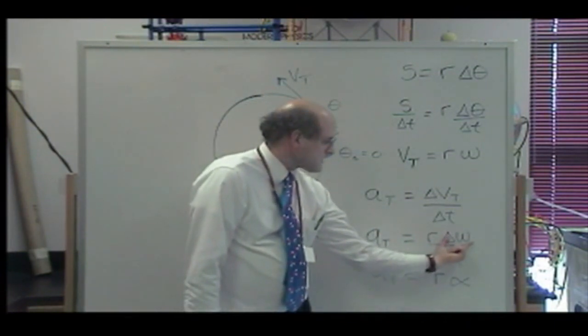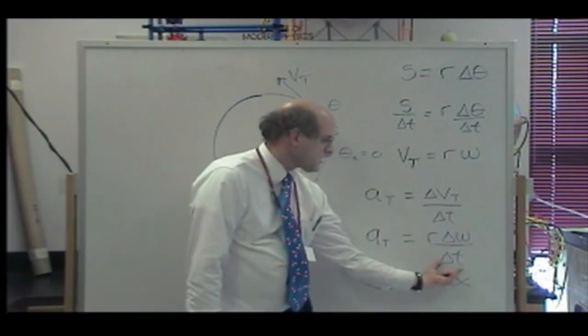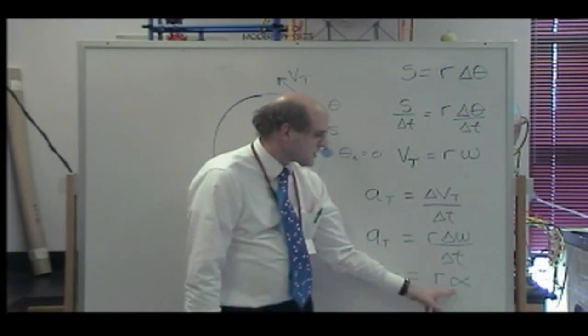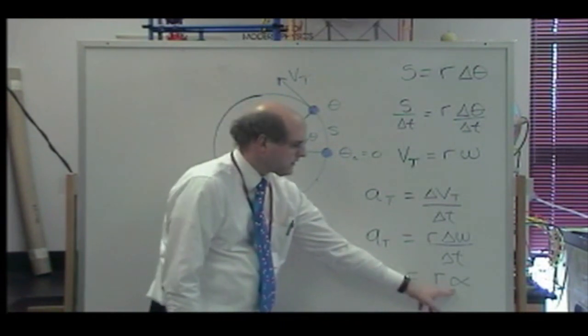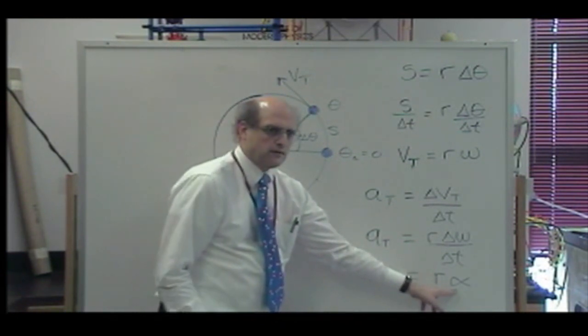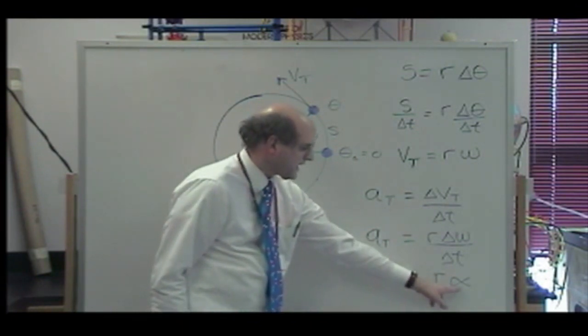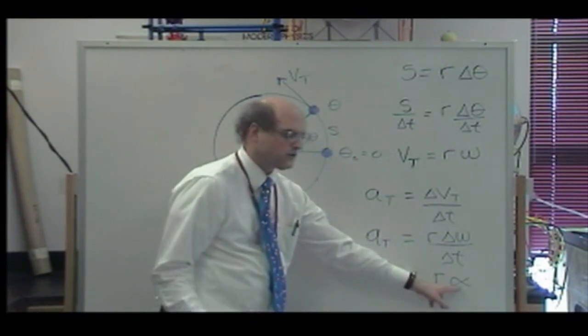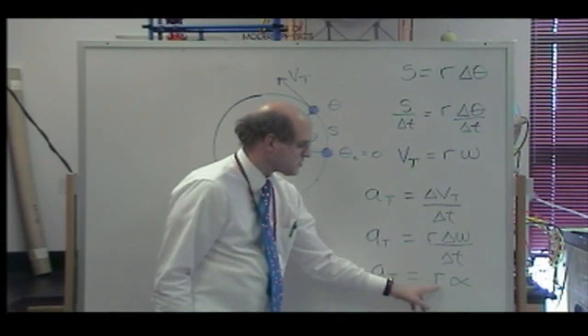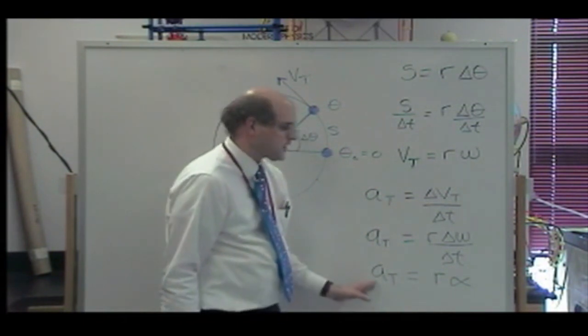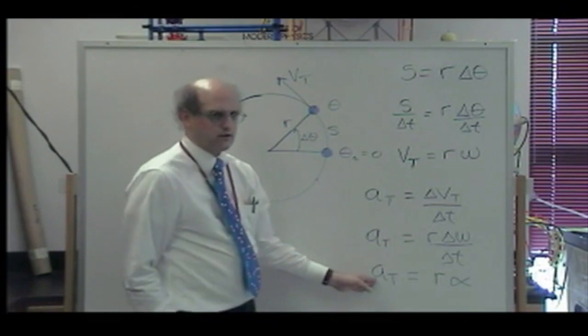This quantity here, delta omega, the change in angular speed over the change in time, is called the angular acceleration, alpha, and its unit is the radian per second squared. So if we multiply the angular acceleration magnitude by the radius of the circle, we get the tangential acceleration magnitude.